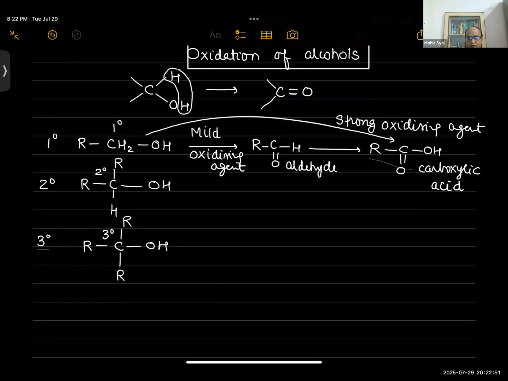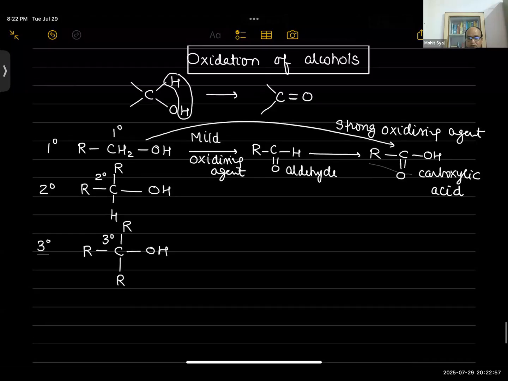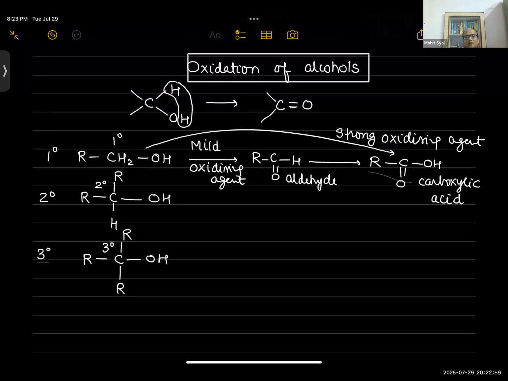What are the mild oxidizing agents? Can you tell me? Mild means weak. Okay. Mild oxidizing agent is PCC.